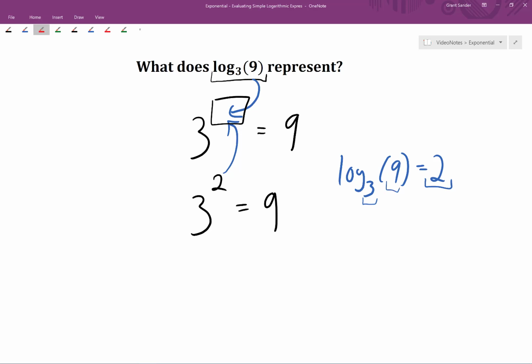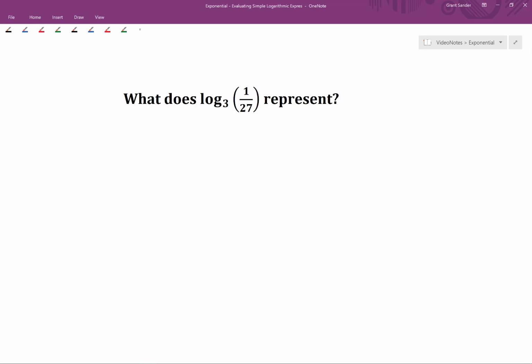Now this might seem kind of scary, or like there are a lot of things going on here, but just remember that this whole logarithmic expression represents an exponent. The base of the logarithm is the base of the exponential expression. Let's look at another expression.